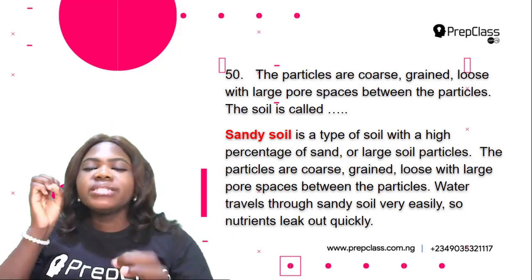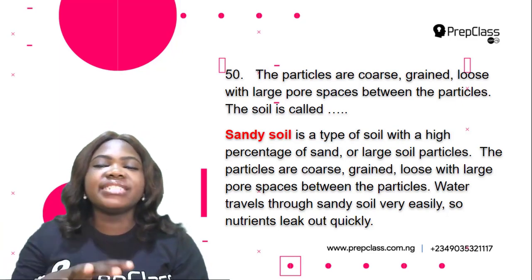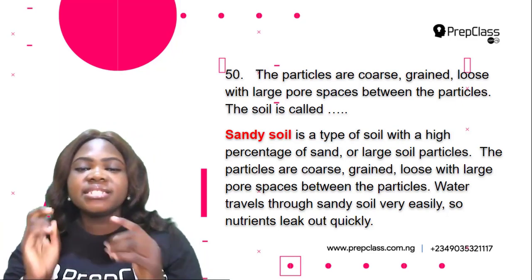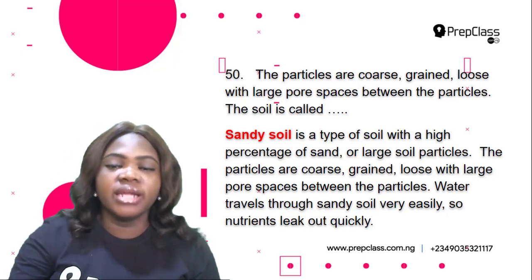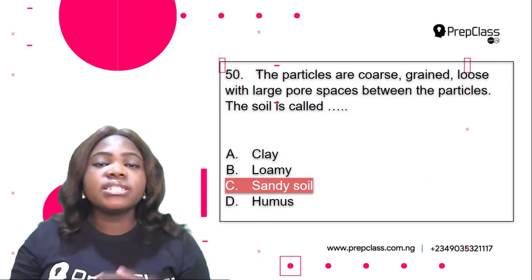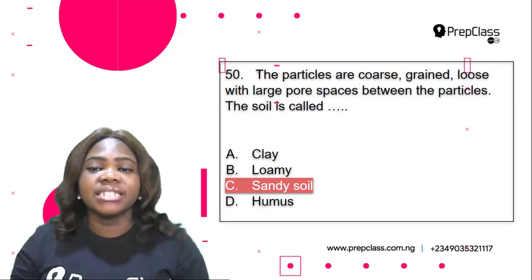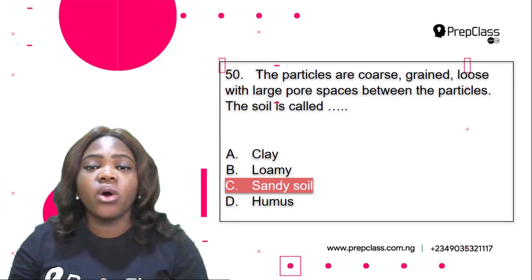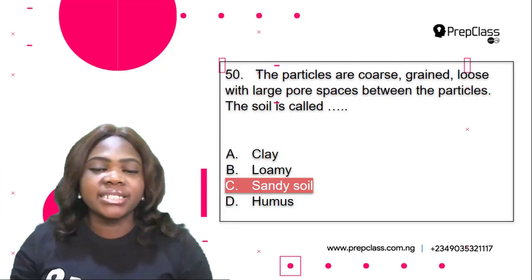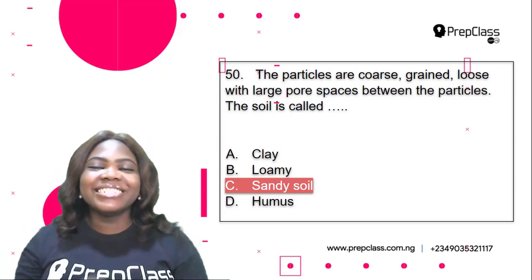Water travels through sandy soil very easily, so nutrients leak out quickly. So this soil is sandy soil. Sandy soil particles are coarse, grained, loose, with large pore spaces. It is made up of sand. So it has large pore spaces between the particles. So the correct option here is option C, sandy soil.